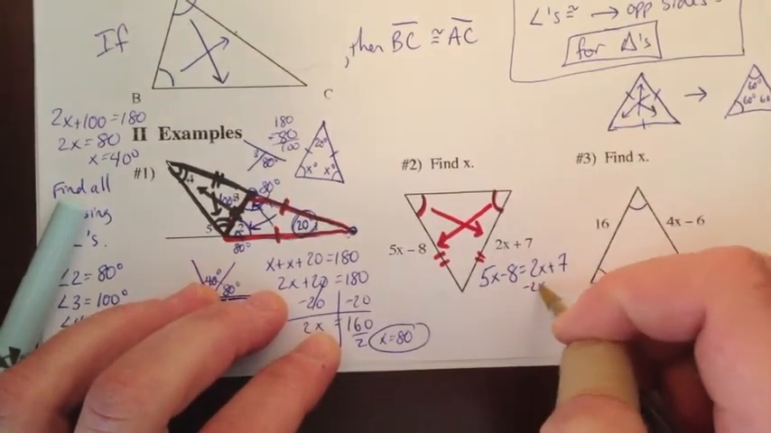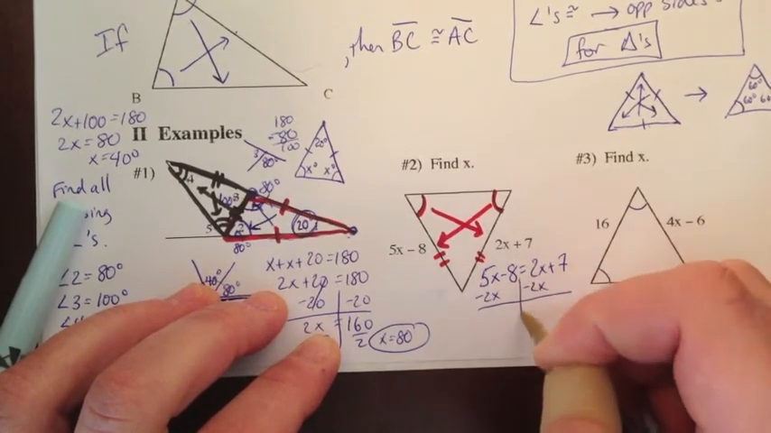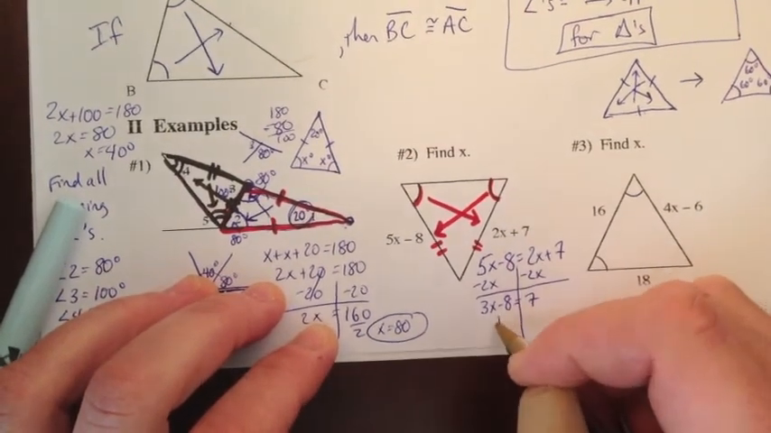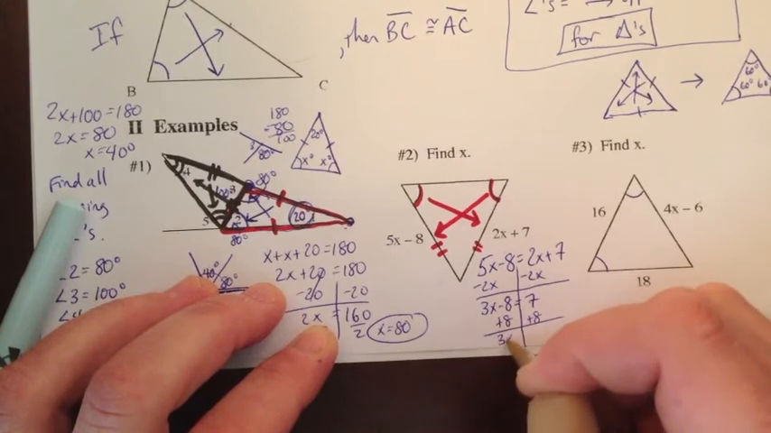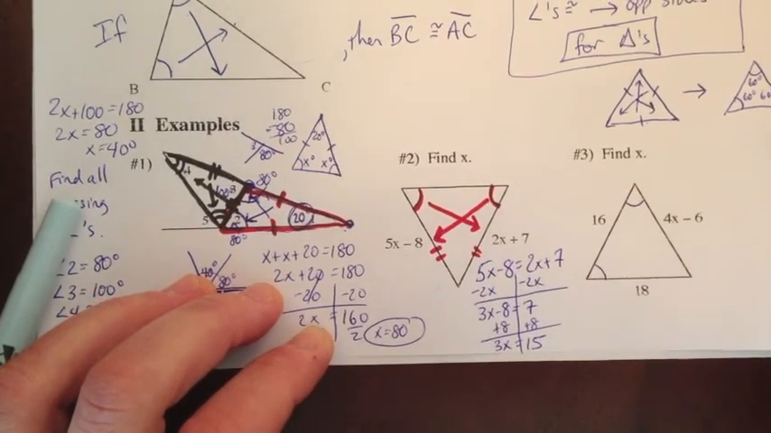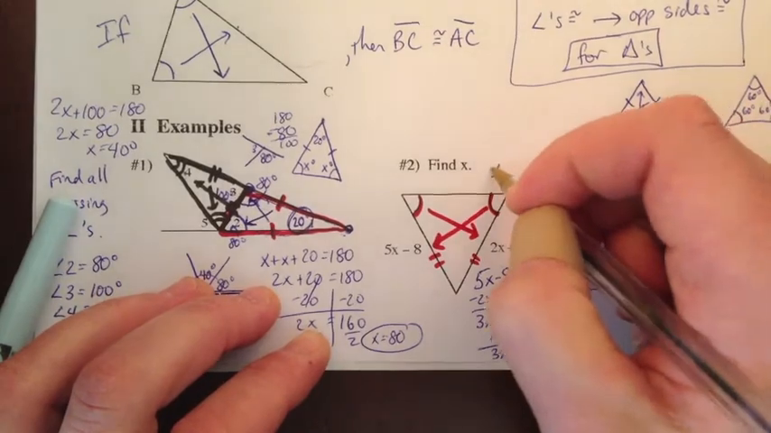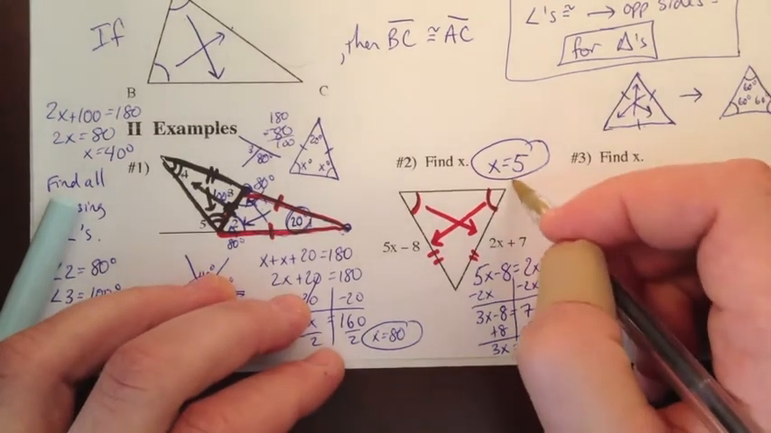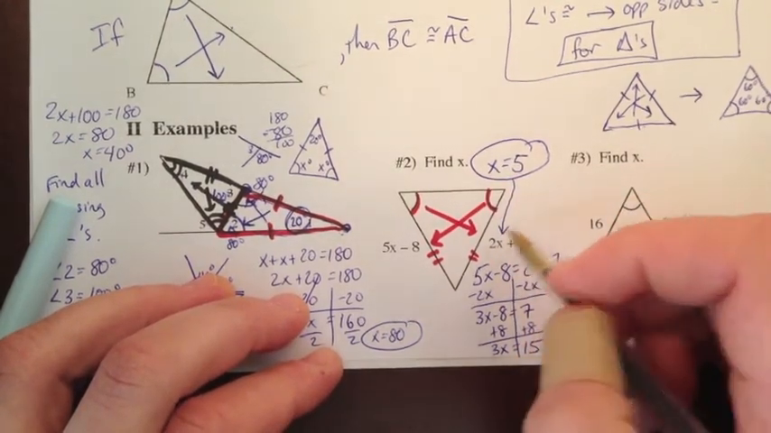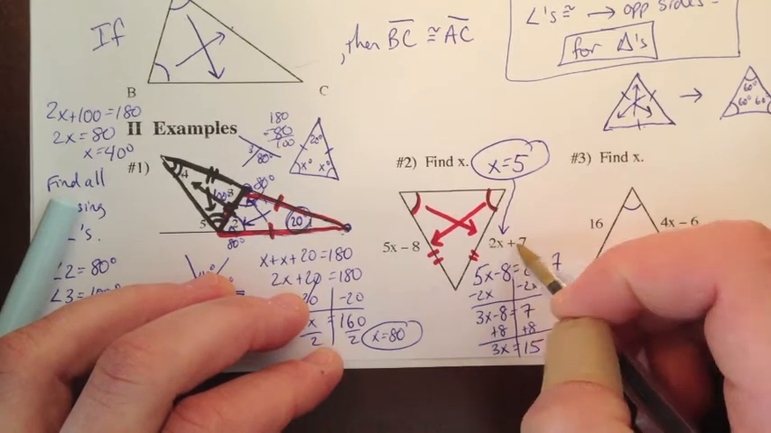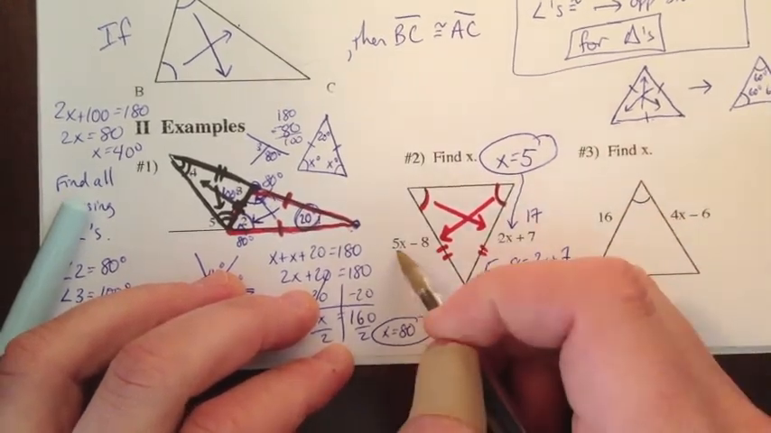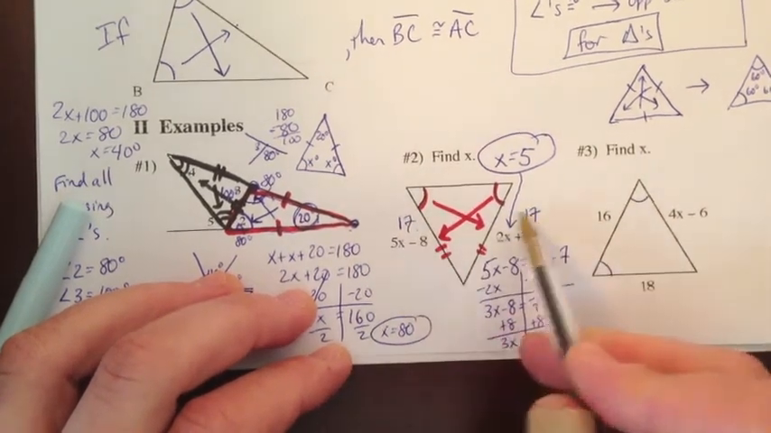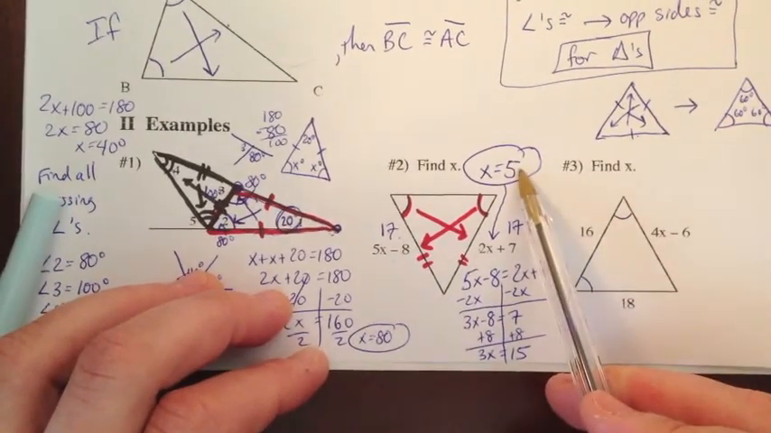Now I'm going to go minus 2x on both sides, and that will give me 3x minus 8 equals 7. We'll go plus 8 to get 3x equals 15. And then our last step is divide by 3, so we get x is equal to 5. Now does it work? Well, let's plug it back in. Let's put a 5 into the 2x plus 7. So 2 times 5 is 10, plus 7 is 17. 5 times 5 is 25, minus 8 is 17. They're the same, they should be the same, so my answer is good.